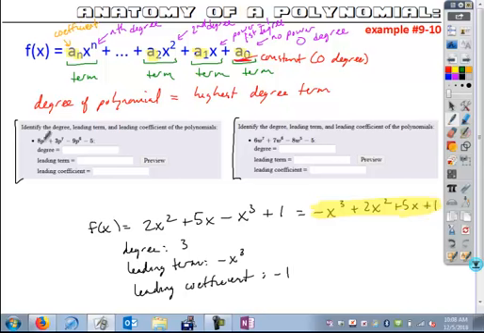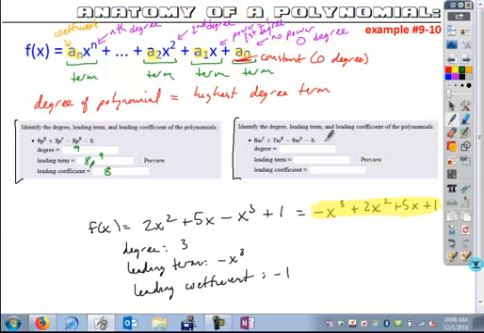For this first polynomial, this first expression, what's the degree? Highest power is 9. What's the leading term? The entire term, 8p to the 9th. And then finally, the leading coefficient is just the multiplier in front of the variable, so 8.